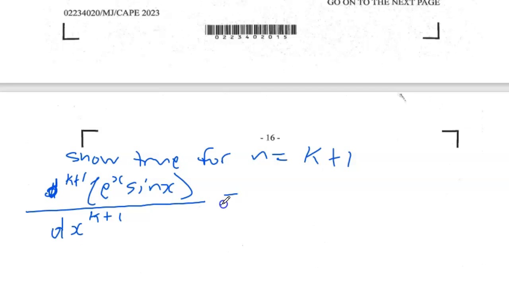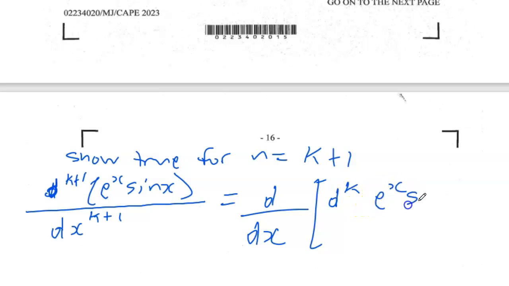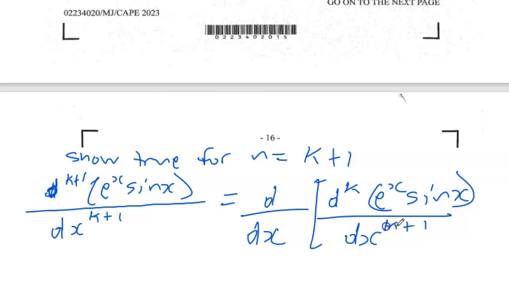We are told that this is equal to the derivative of the kth derivative. And what's the kth derivative? d^k of f of x, and f of x in this case was e to the x sine x, over dx^k. So this is saying that we get the k plus 1 derivative by differentiating the kth derivative. In other words, you get the 4th derivative by differentiating the 3rd derivative, and you get the 10th derivative by differentiating the 9th derivative, and so on. So, alright, let's do this proof.